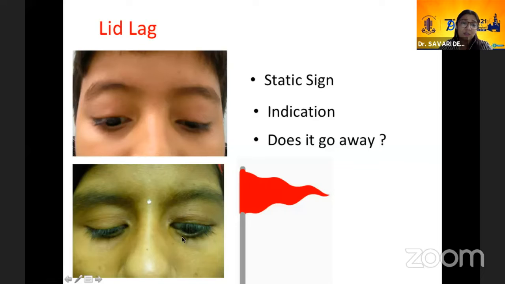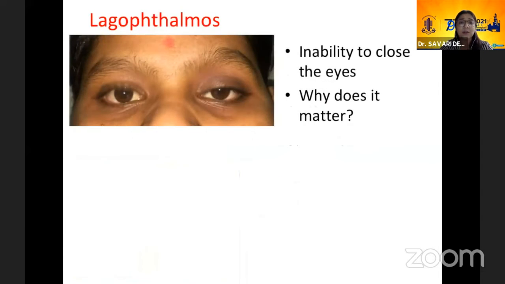And this is a patient post-surgery of mine with a moderate ptosis, and you can see that the lid lag has worsened. So lid lag is definitely a very important red flag, which should be noted. Similarly, coming to lagophthalmos, this patient had a moderate to severe ptosis. This is the inability for the eyes to close.